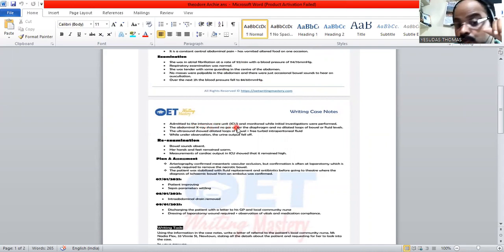She was moved to the intensive care unit and monitored there. Initial investigations: X-ray showed no problem, but ultrasound showed dilated loops of the bowel and free turbid intraperitoneal fluid. Those are the abnormal findings we can see in the ultrasonography.